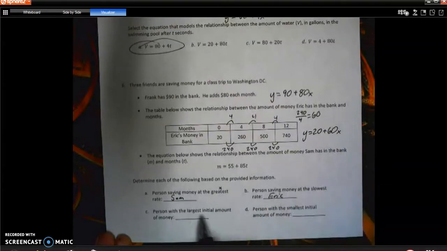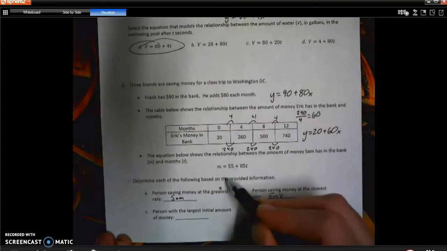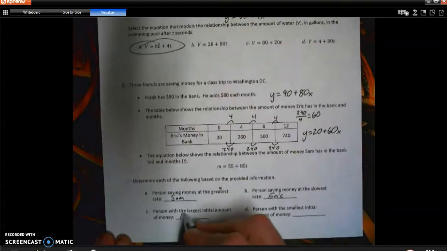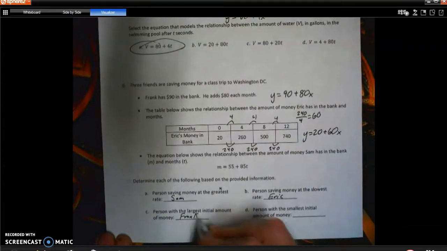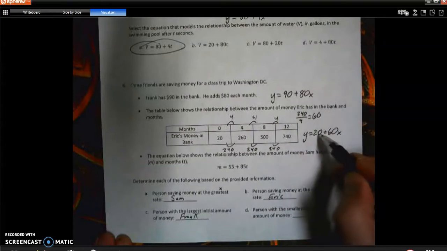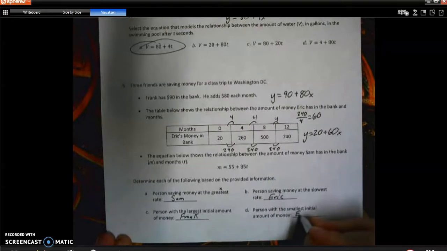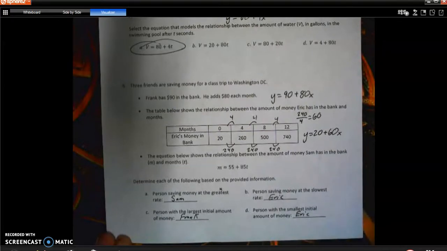Person with the largest initial amount, so he starts with 90, he starts with 20, he starts with 55, so it's Frank up top with $90. And then the person with the smallest initial amount, 90, 20, 55, it's the 20, which is Eric. So your answers are Sam, Eric, Frank, Eric.